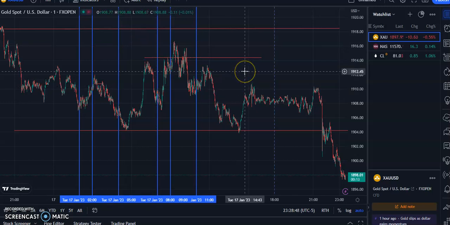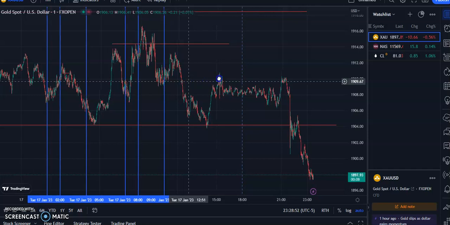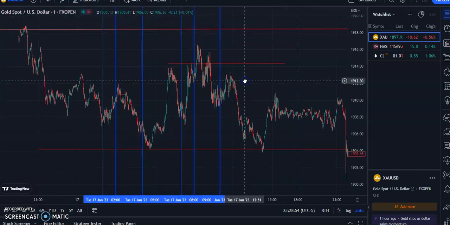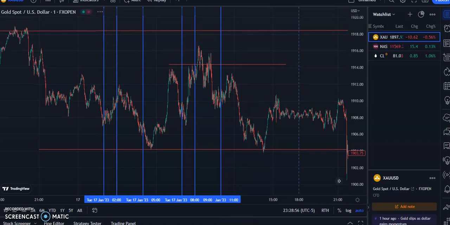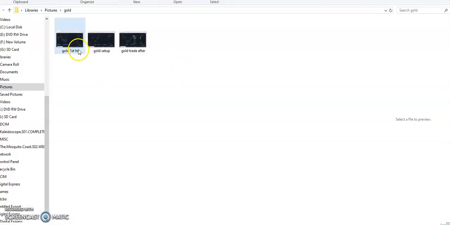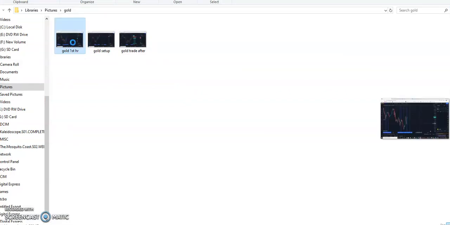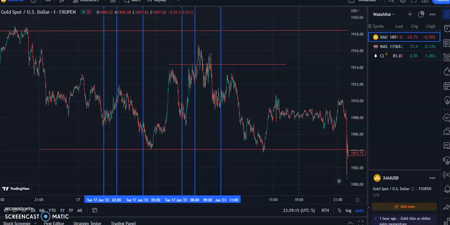Today I want to show you a trade I took yesterday on gold, and I want to show you exactly the process step by step. Now I have some screenshots here, and I'll show you how I got to taking the trade. It was so easy, but first of all you must understand the basic concepts.